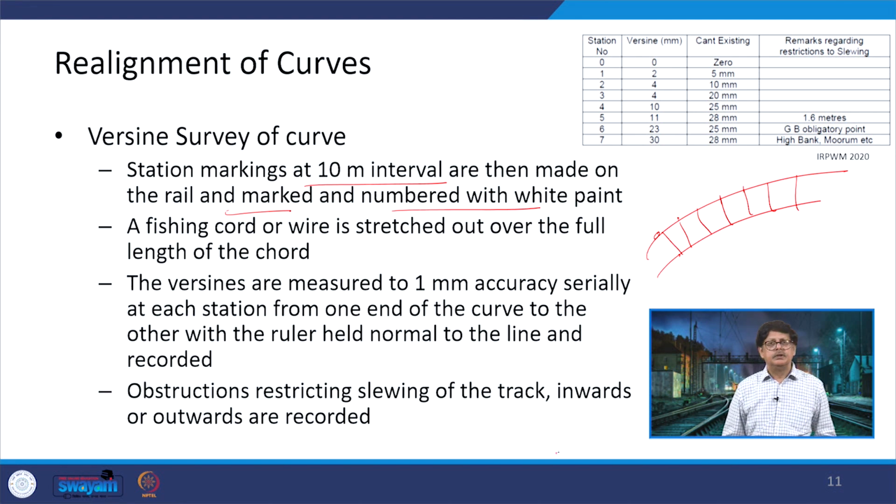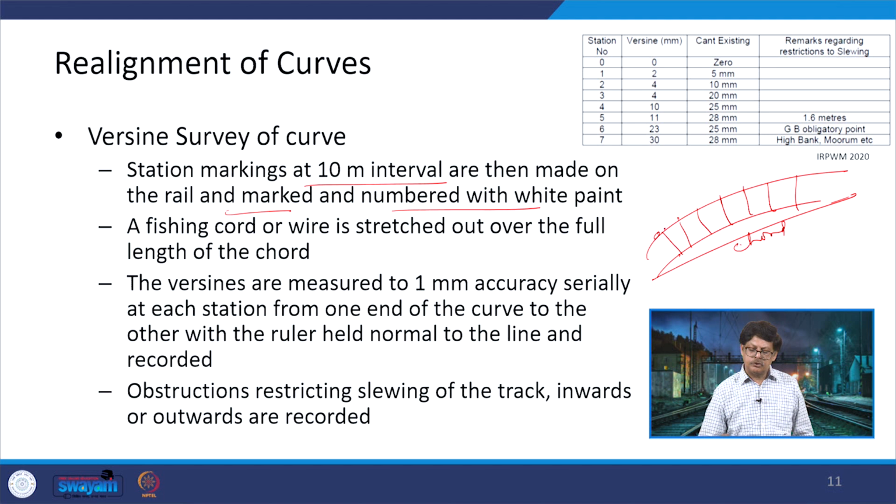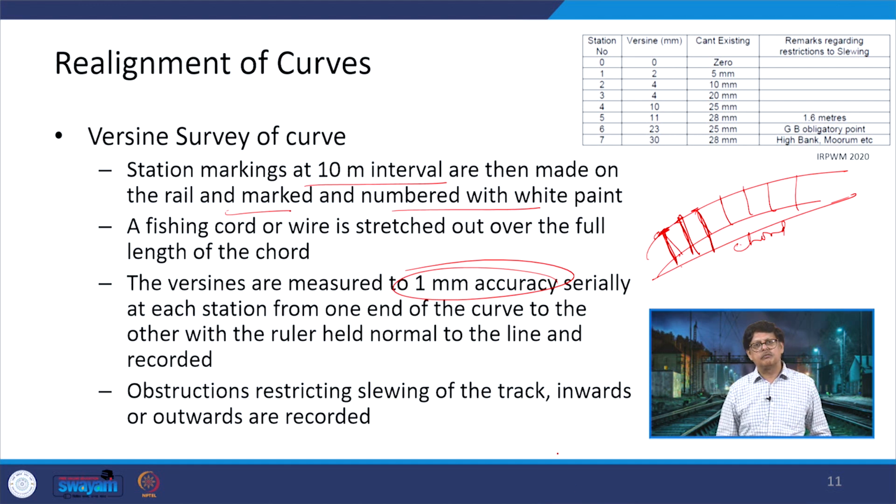The fishing cord or the wire is stretched out over the full length of the chord. So, if we talk about the chord, this is the chord, and on that we are stretching it. The versines are measured to 1 mm. Because we are talking about the gauge face, whatever this distance is from here is what we are talking about as a versine, but the accuracy has to be at the 1 mm level. And from one end of the curve to the other, with the ruler held normal to the line, it is recorded. So, that is where this is 90 degrees. We are just measuring and recording it. So, that is what it says.